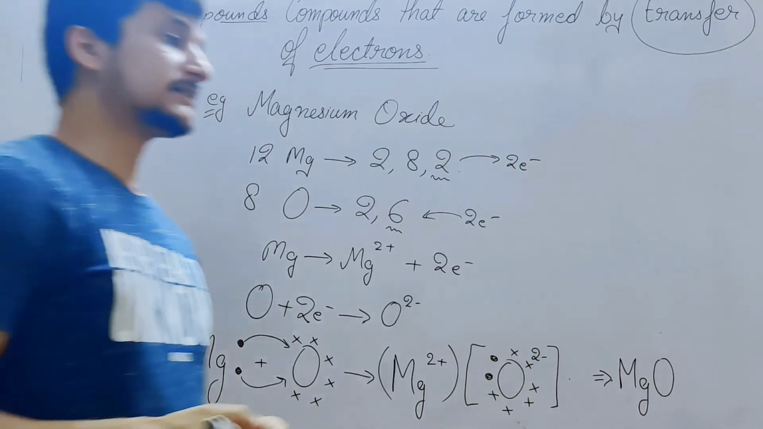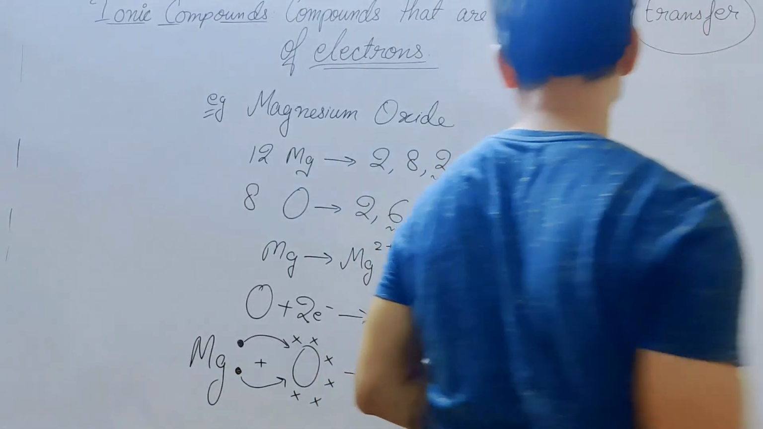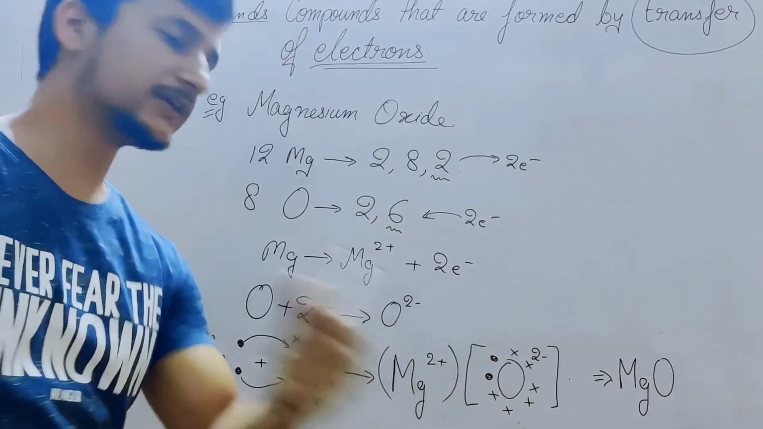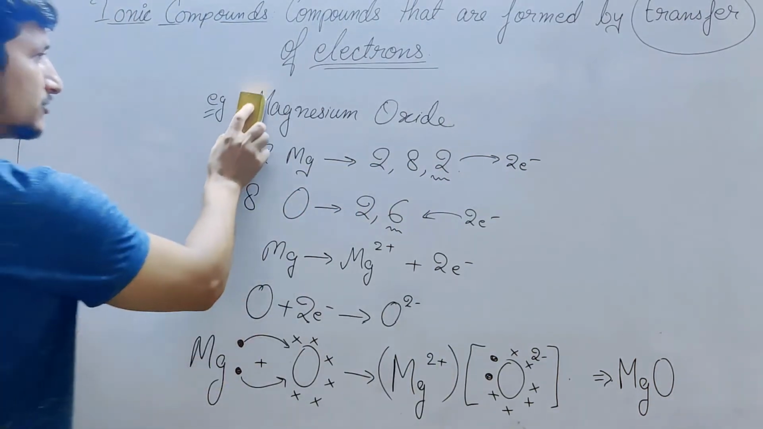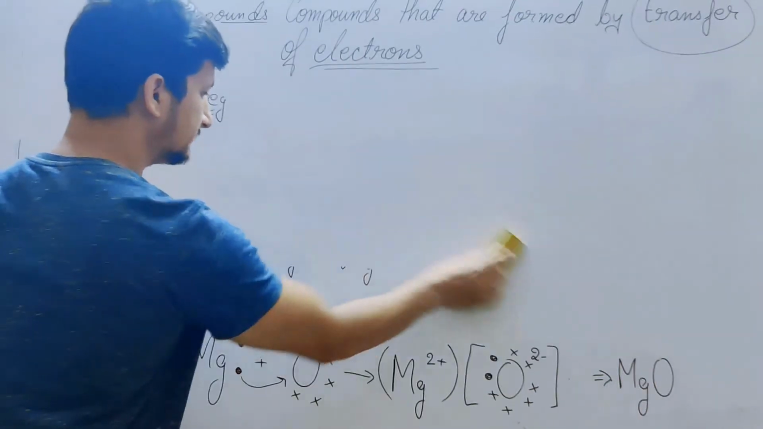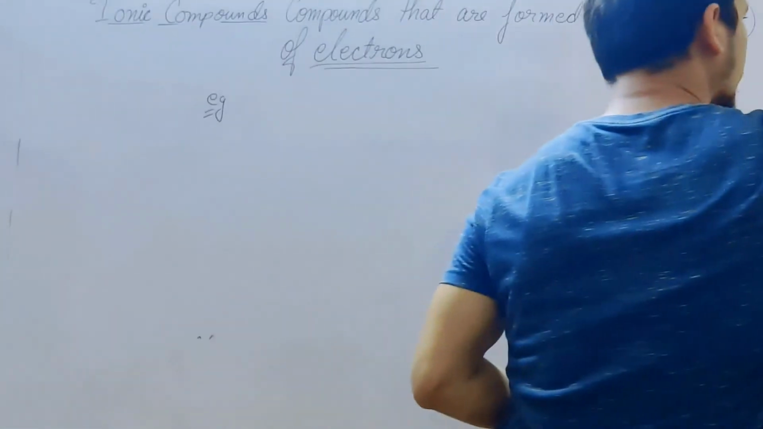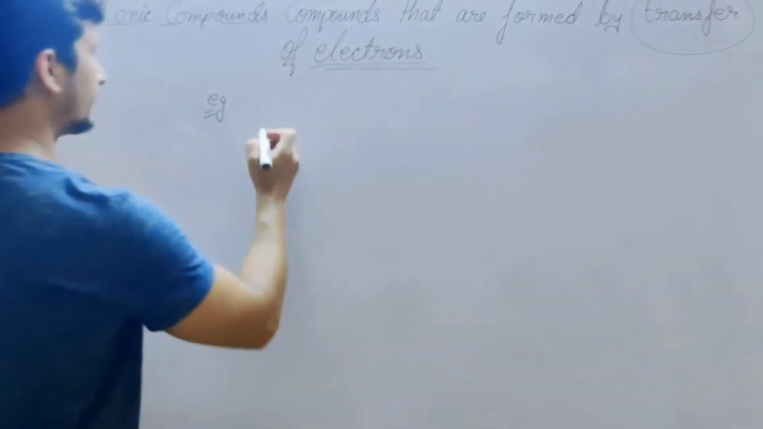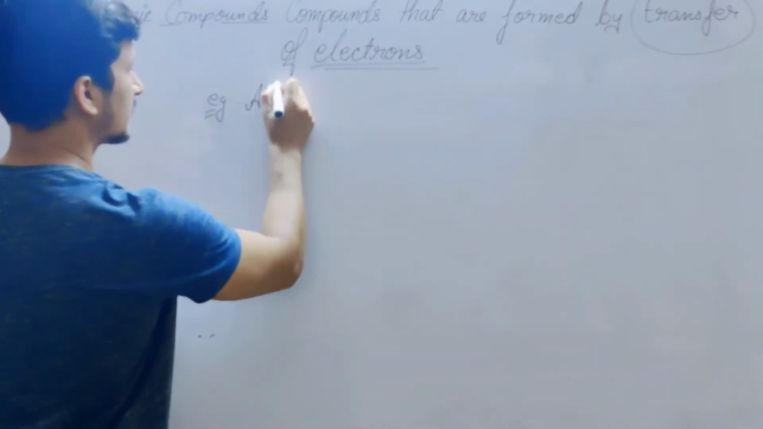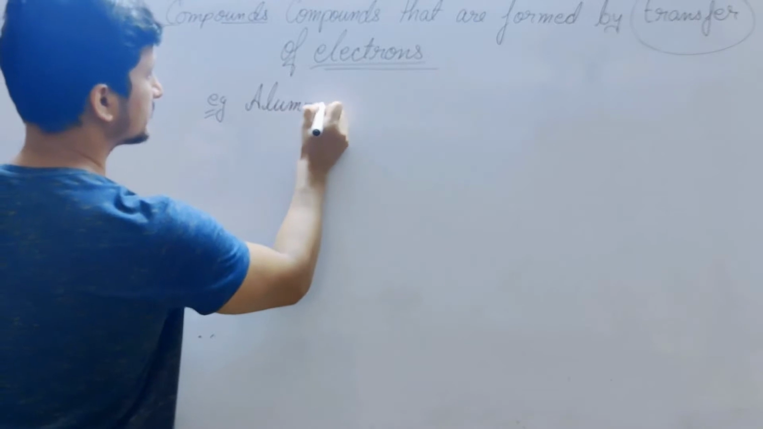Now moving forward, let us take another example, aluminium chloride. Okay, now let us talk about aluminium chloride. If I write the atomic number of aluminium chloride.